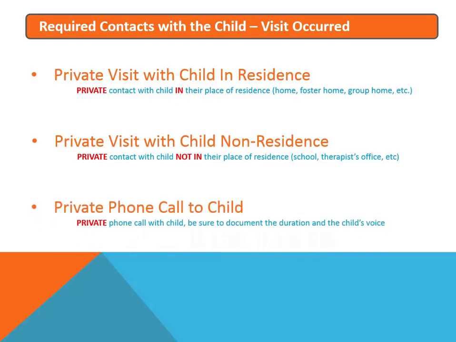The third required contact type is private phone call to child. For policy expectations, it is still required that all children in the home should be seen privately each month. When circumstances occur that a phone call is the only type of contact that could be made with the child, the worker would select this field. Remember to document the duration of the phone call and what was discussed with the child, including the child's voice.